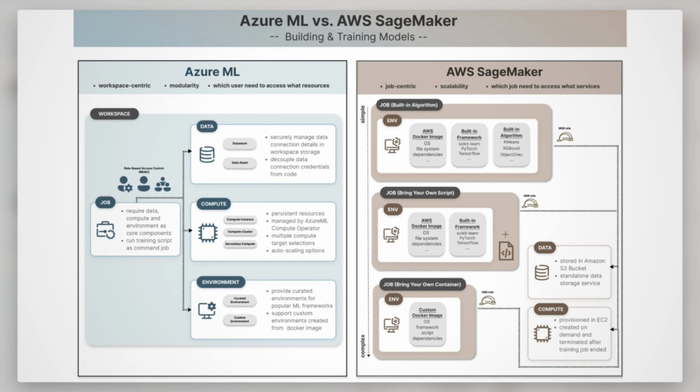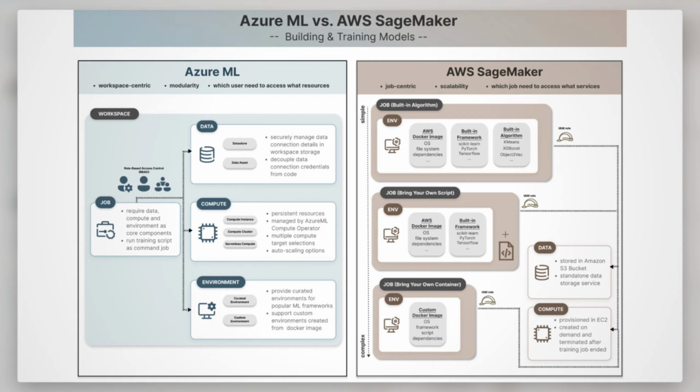For instance, a data scientist can create a training job by attaching an existing compute in the workspace without needing infrastructural expertise to manage compute instances. On the other hand, AWS SageMaker has a steeper learning curve, as multiple services are tightly coupled and orchestrated together as a holistic system for ML job execution.